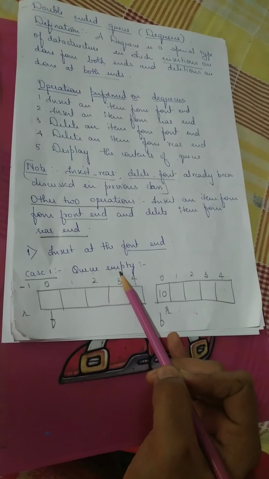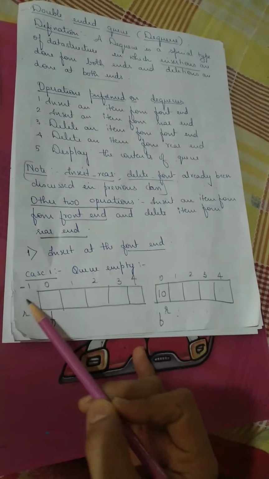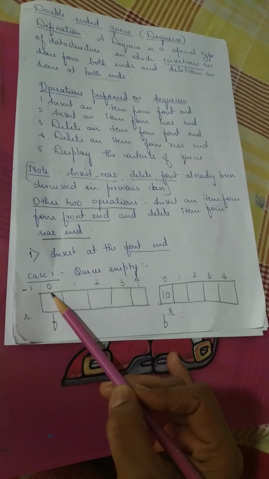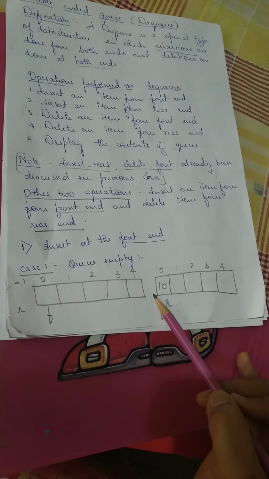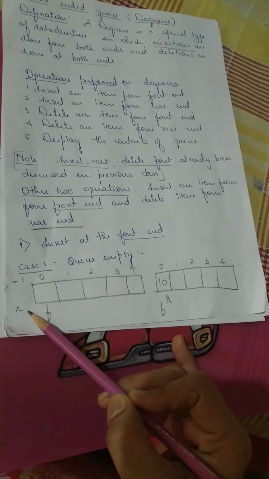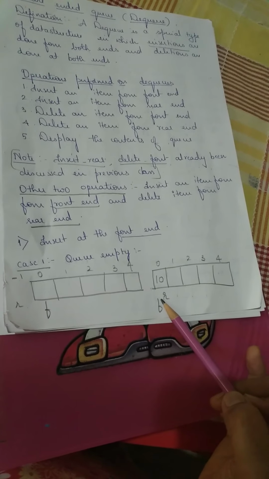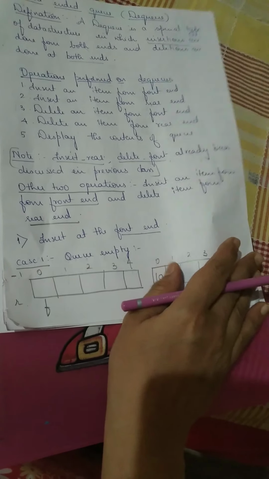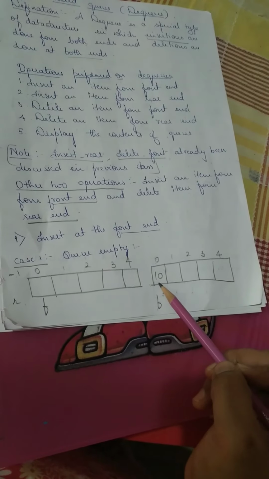First we'll take a case of queue empty. When queue is empty, R is at -1, F is at 0. So I'll insert the first item. Before inserting the first item, I need to increment R by 1. So R is incremented by 1. Now R will point to 0. F will point to 0. Now item 10 is inserted.